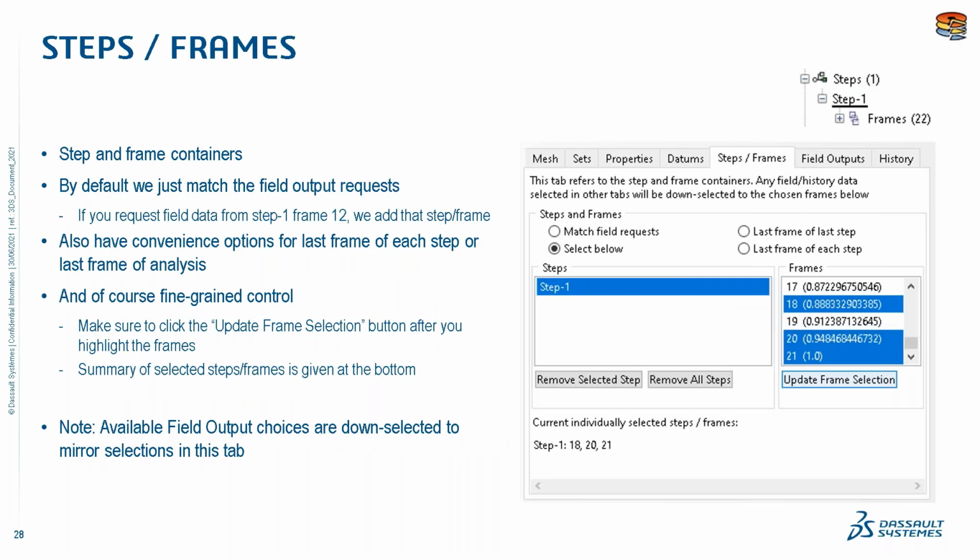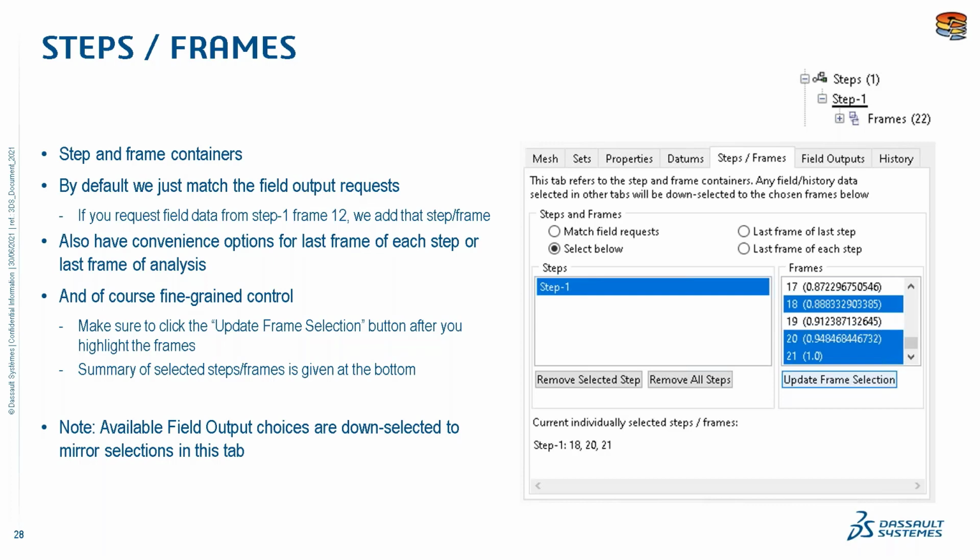Steps and frames. We'd skip datums because datums is very simple. You just choose whether or not you want all the datums or specific or none. Step and frame containers, by default, we match whatever your field requests are, or you can choose specific steps and frames that you want in the new database. And this is a blanket thing, so saying that, okay, out of all of my data, I only want these particular frames to make it to the new database. And you'll still have to down select field data for those specific frames in a minute.